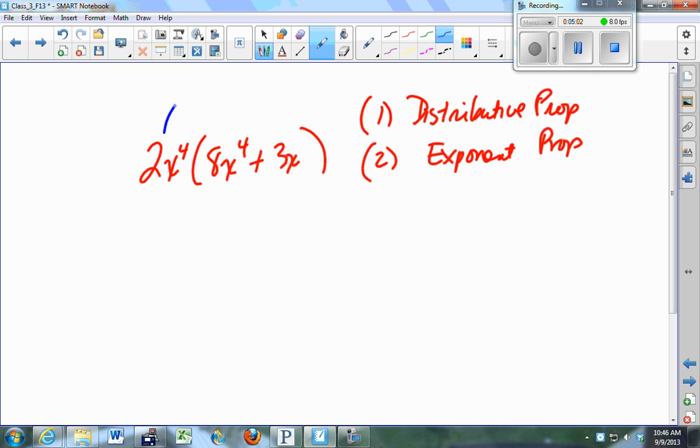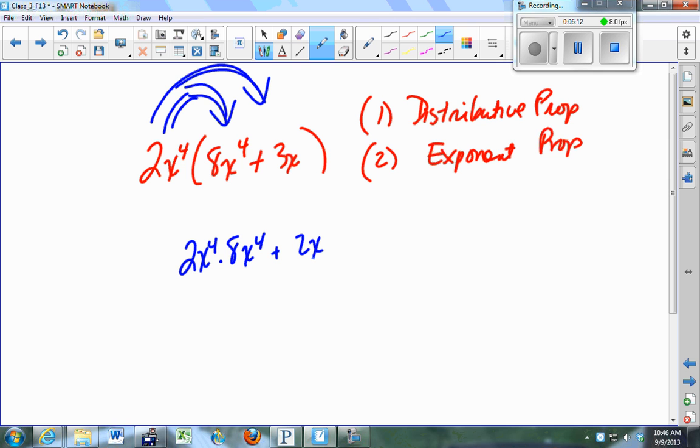So we have this whole schmoodle thing times that whole schmoodle thing, and that whole schmoodle thing times that whole schmoodle thing. So we have 2x to the fourth times 8x to the fourth plus 2x to the fourth times 3x. And on x is the exponent 1. Sometimes it's helpful to put it in so you don't forget it. So this is just a multiplication problem.